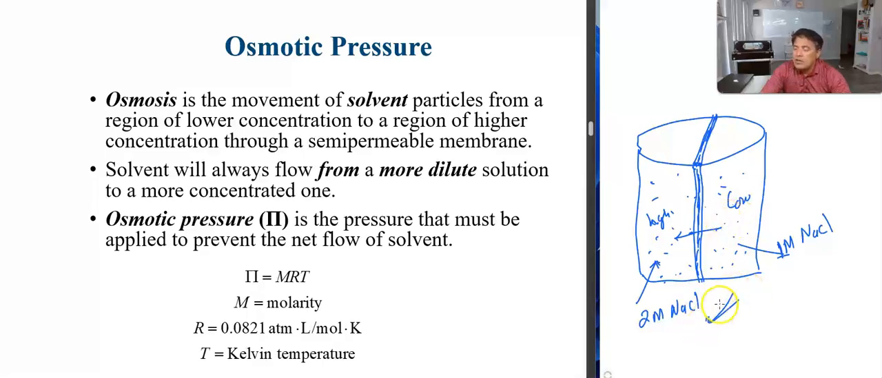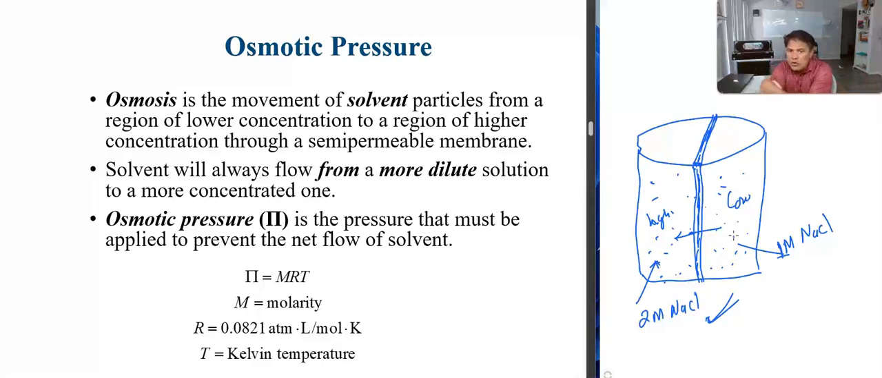That is the osmosis process: the movement of the solvent from low concentration to high concentration. Or the solvent will always flow from a more dilute solution to a more concentrated one, right? More dilute to more concentrated, that is the osmosis process.